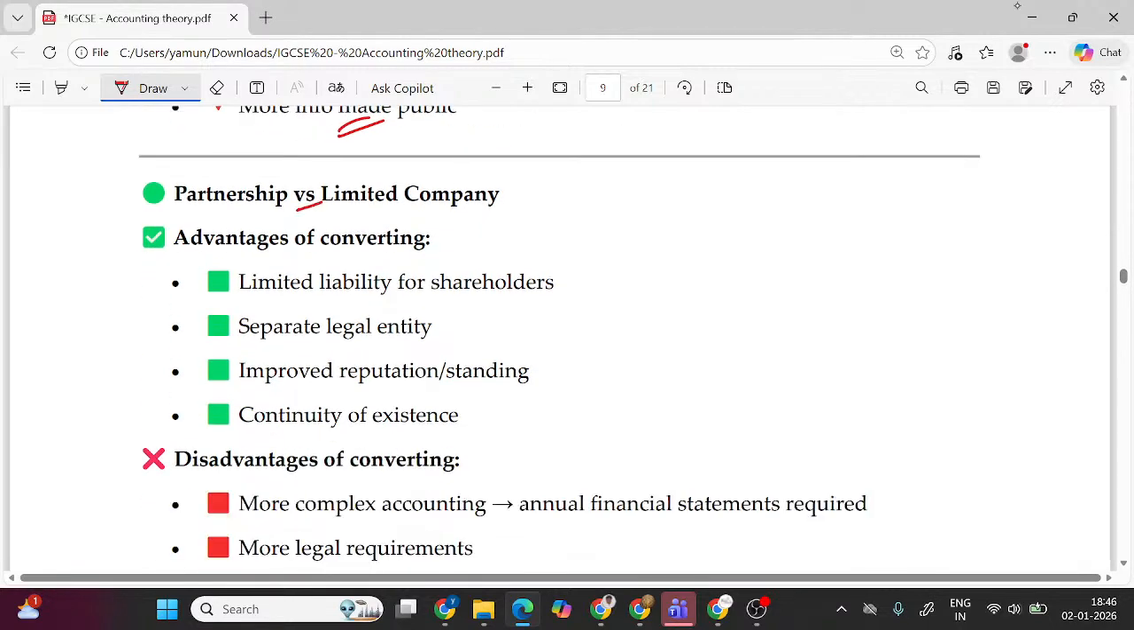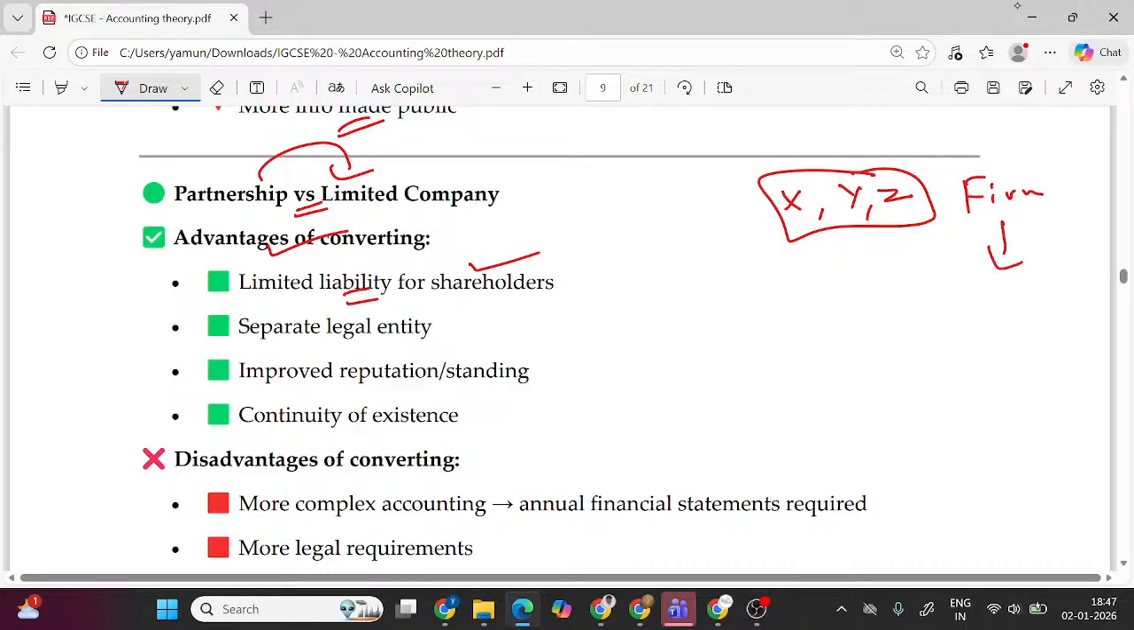Partnership versus limited liability: which is better, what are the positives and negatives? Advantages of converting a partnership to limited liability: limited liability will be for shareholders. Just remember, X, Y, and Z are the three partners, and they have converted this partnership business to a company, a limited company. In the case of a firm, they had unlimited liability, but once it is converted to a company, the liability is limited for the shareholder.